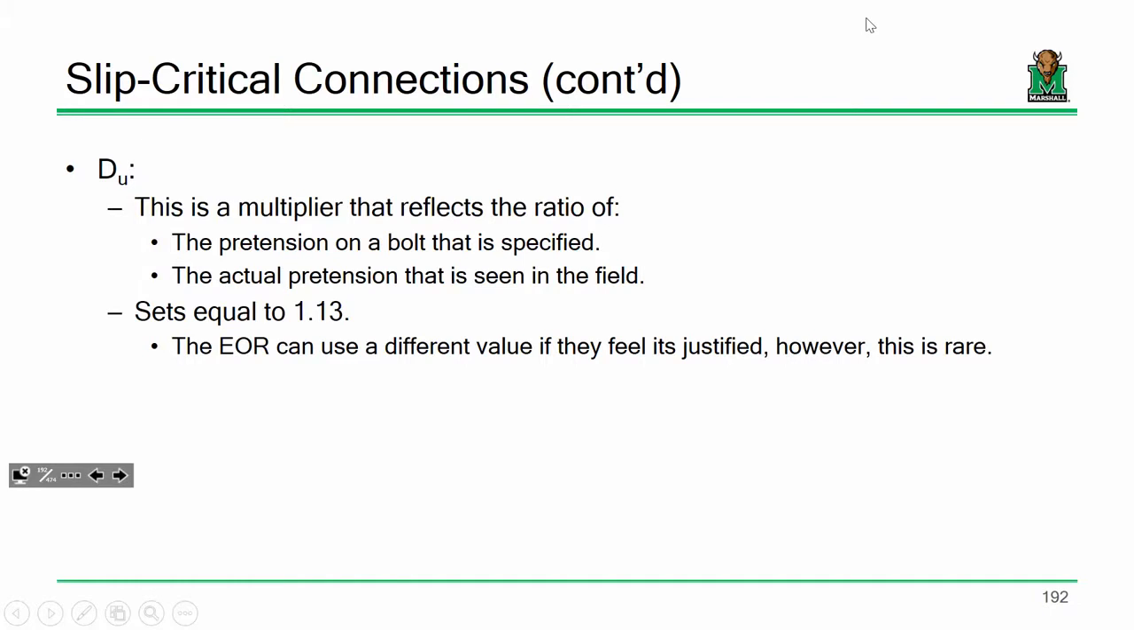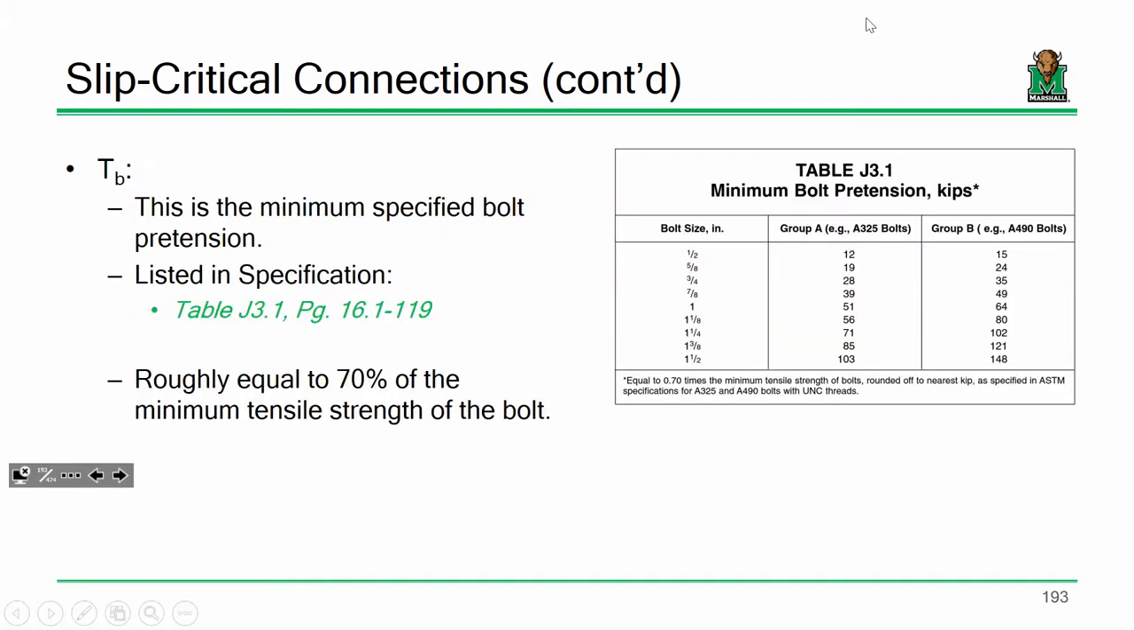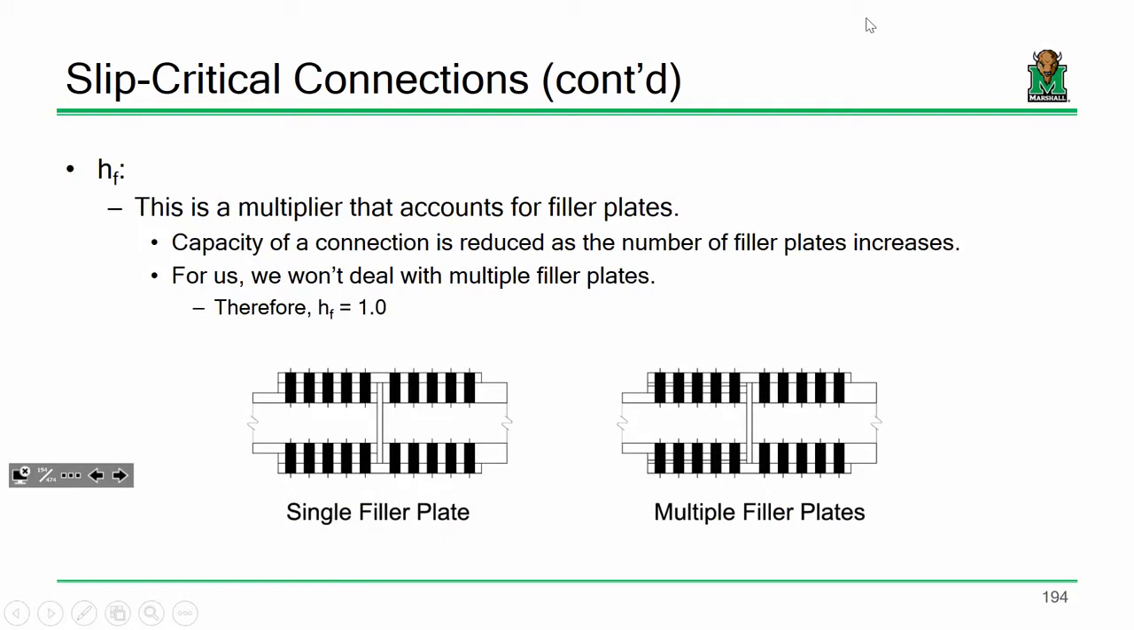Sound good? All right. T sub B, now that is the minimum bolt pretension. It's in a table in the spec, but we're ultimately not going to need to refer to it. By and large, the relationship's pretty simple. The bigger the bolt, the more tension we need to develop a slip critical connection. And it's roughly about 70% of the tensile strength of the bolt. It's not always, but by and large, that's about what it is. Now, H sub F, that is a filler plate factor. For most cases, we're going to take that to be 1.